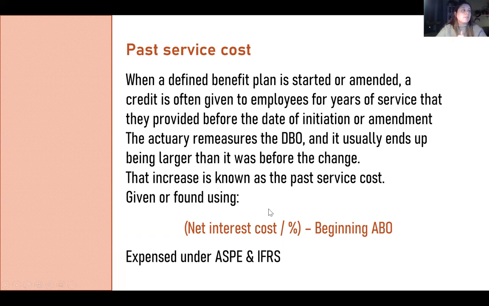So you can also find your past service cost by dividing your net interest cost by the percentage, your market rate, minus your beginning ABO. Your past service costs are expensed under ASPE and IFRS.